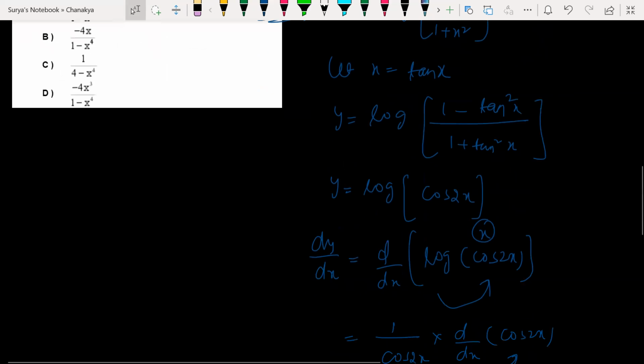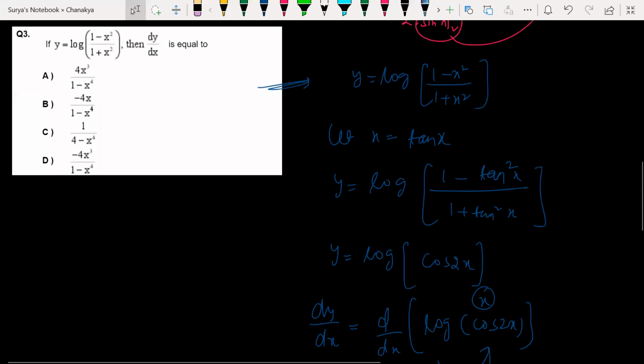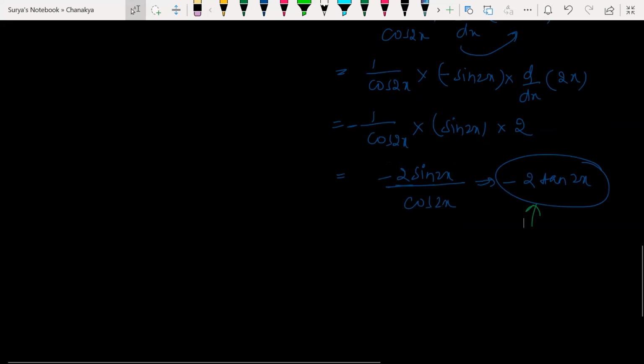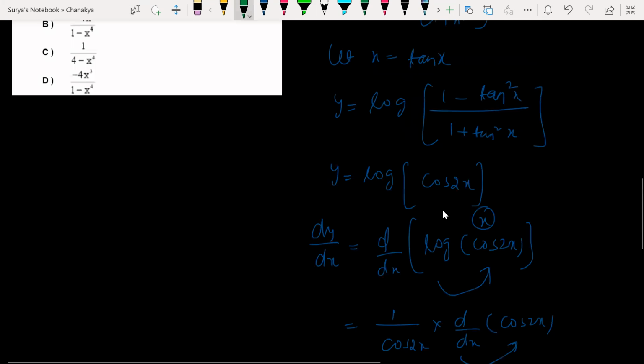Very simple only. Look at this. Or else, instead of doing this, we got an option like this. This is also 110% right method, but our option is not matching here. We don't have an option called minus 2 tan x. This is also right, correct only.